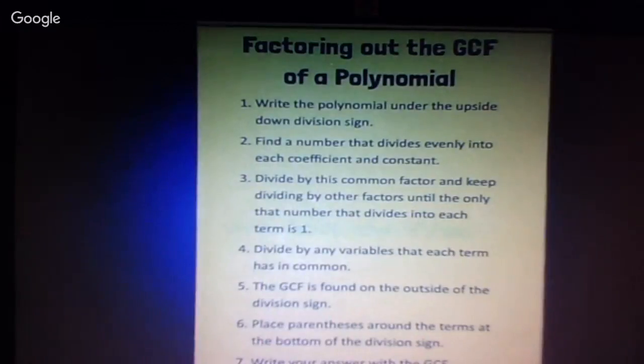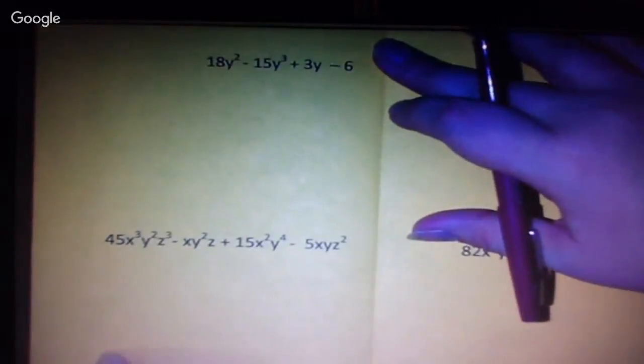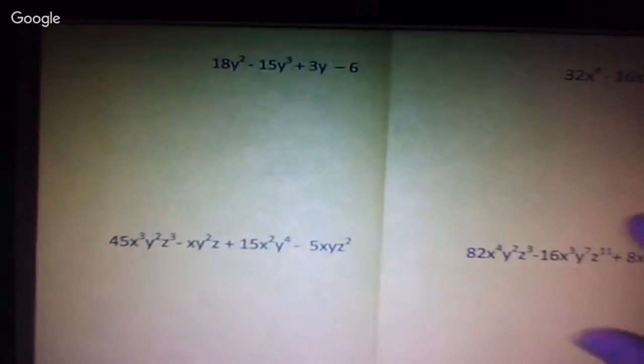Okay, we've got 4 examples we're going to do. This seems so long. It's really not. It seems long and wordy, but it's really, really not when we actually get down to it. Okay.